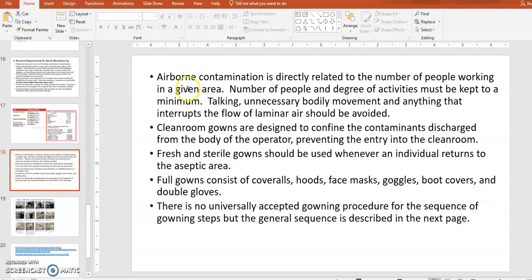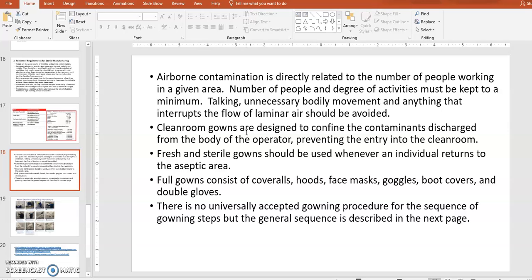And then airborne contamination is directly related to the number of people working in the area, of course. The more people are involved, the more shedding will take place. Number of people and degree of activities, as we just saw in the table. So you avoid talking and unnecessary body movement. You should be able to talk, but don't talk a lot. That's the rule. Avoid any unnecessary movement.